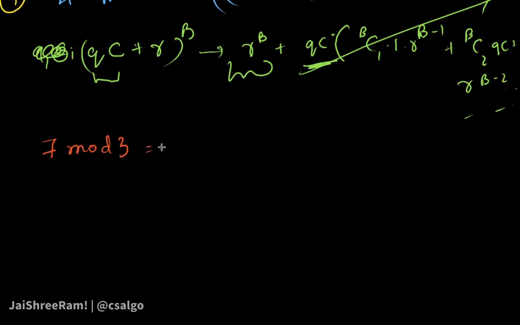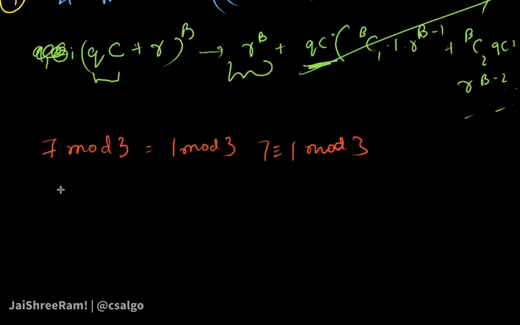So 7 mod 3 is nothing but the remainder when 7 is divided by 3. That's just 1, right? Because 6 is divisible by 3, plus 1, so the remainder is 1. So you can say 7 is congruent to 1 mod 3. All these notations are the same. In most cases you need to find the smallest such number, so that's what we are trying to find.